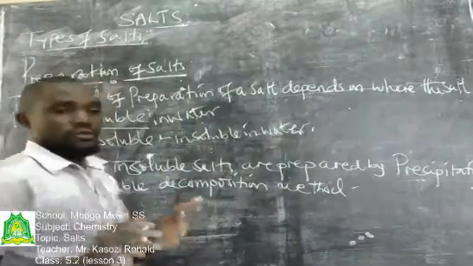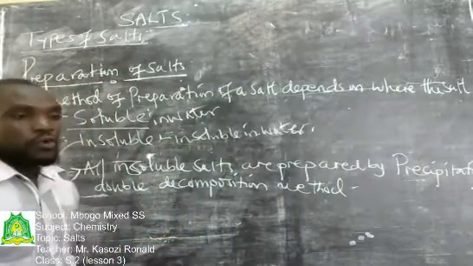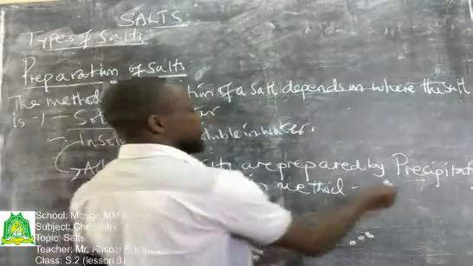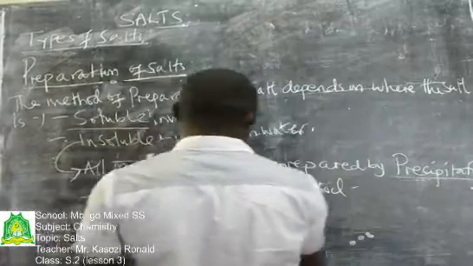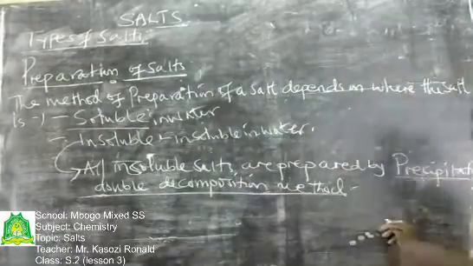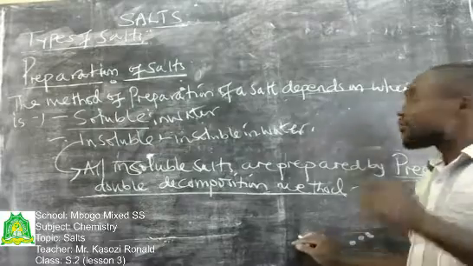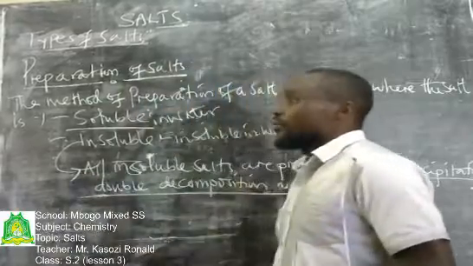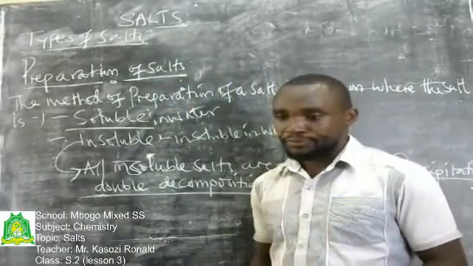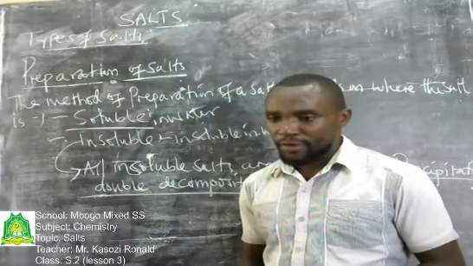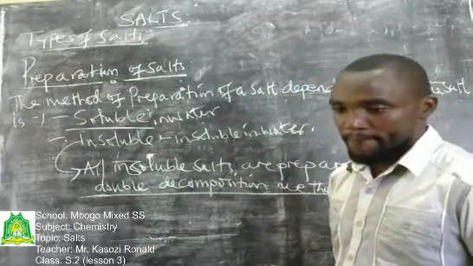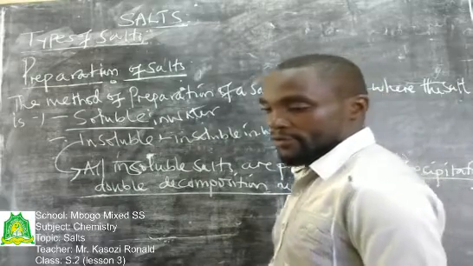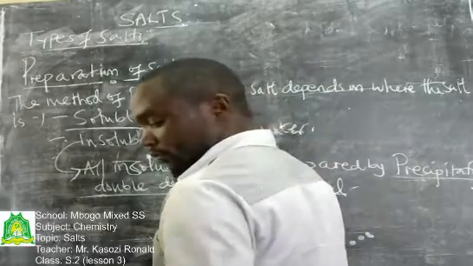All salts that are insoluble have a general method of preparation. That method is called precipitation or double decomposition method. So they are formed as precipitates. Now, when we come to those salts that are soluble, we have three ways of preparing them.